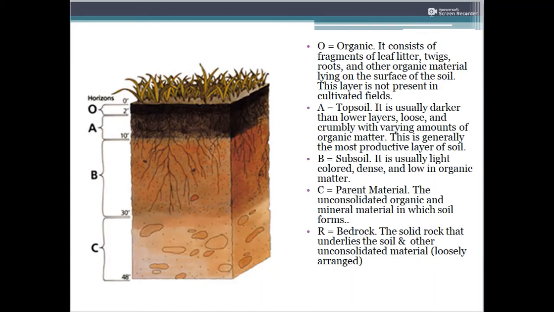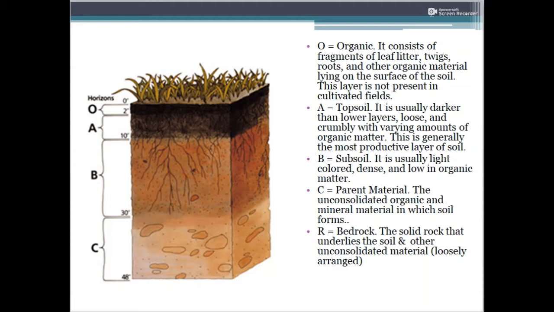Now this is a cross section of the soil which has been taken, and you can see that on the topmost layer you have lots of plants growing, and of course these plants contain organic matter, and hence the topmost layer is referred to as the O layer or the organic layer. And since it contains lots of fragments of leaf litter, twigs, roots, and other organic material lying on the surface of the soil, these are usually the ones responsible for the organic nature of the topmost layer.